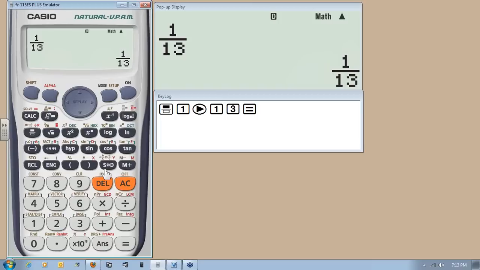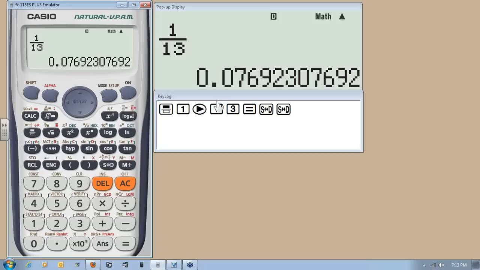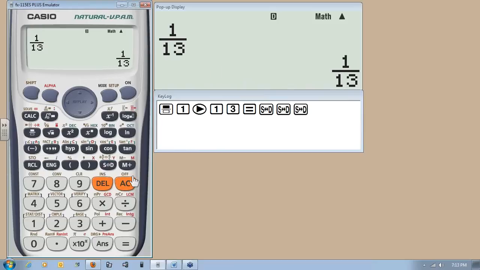Now what's really nice is I've got this S to D key. That'll let me change what I'm looking at, my current display. I press S to D. It gives me the repeating decimal, including the bar. If I press it again, this is the non-repeating decimal, but it's fixed to 12 decimal places. If I press it one more time, I go right back to the beginning. So it does repeating decimals.